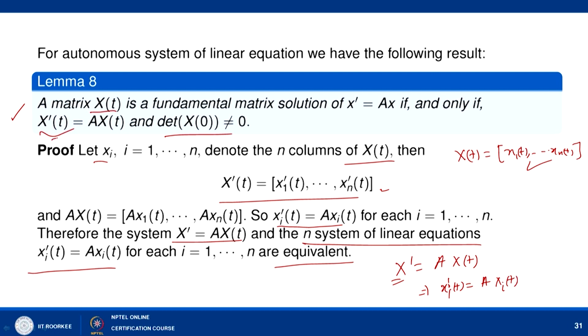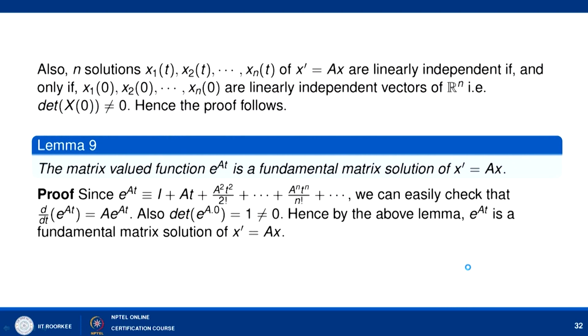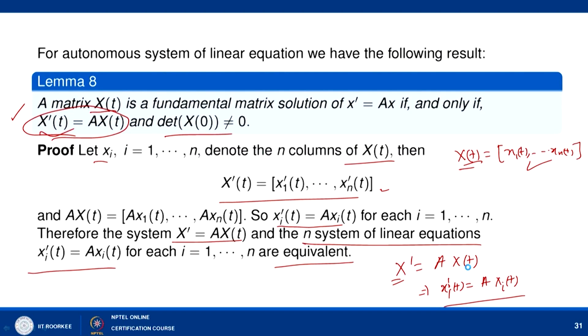So, it means that the first condition is nothing but to show that the columns of the matrix X(t) are solutions of X'(t) = AX(t). Now, it means that the first condition is nothing but to show that it is a solution matrix. Now, second, we want to show that the columns are linearly independent.